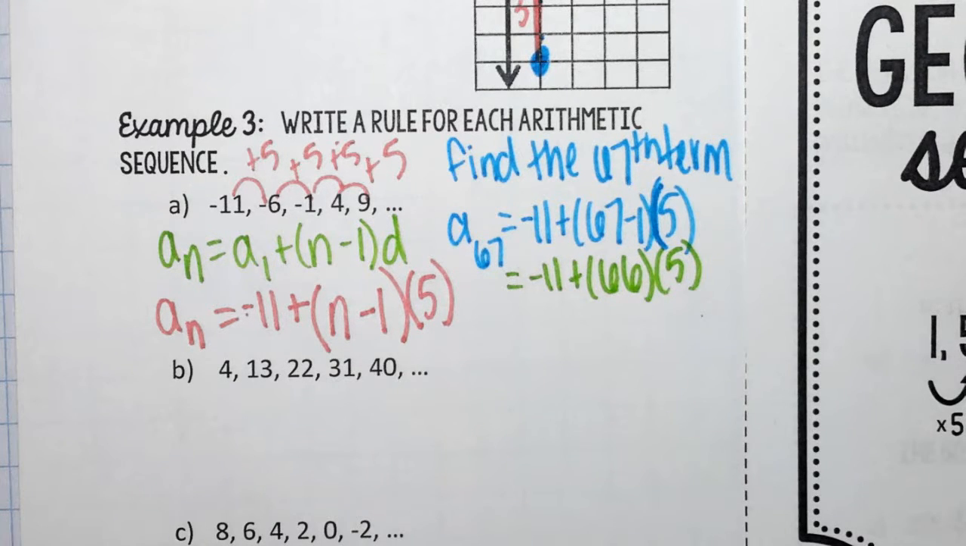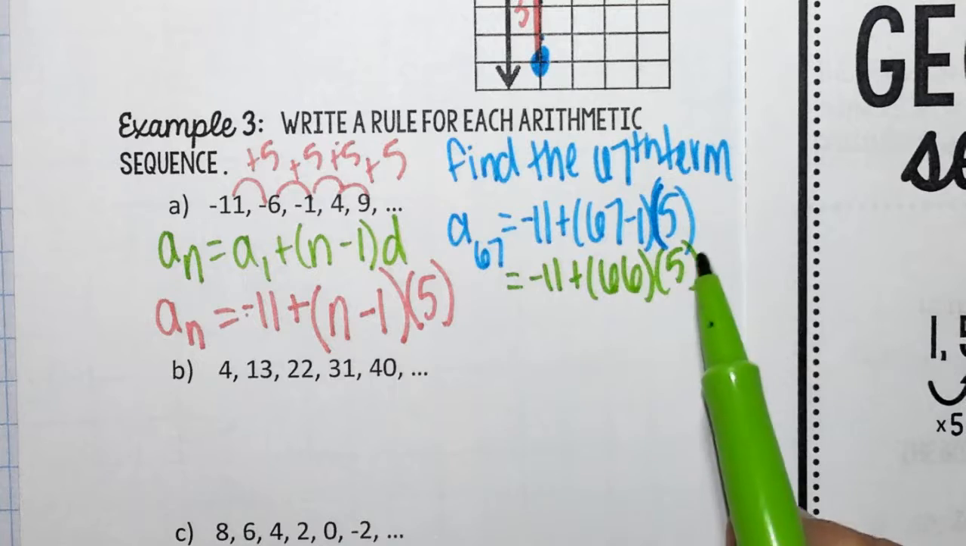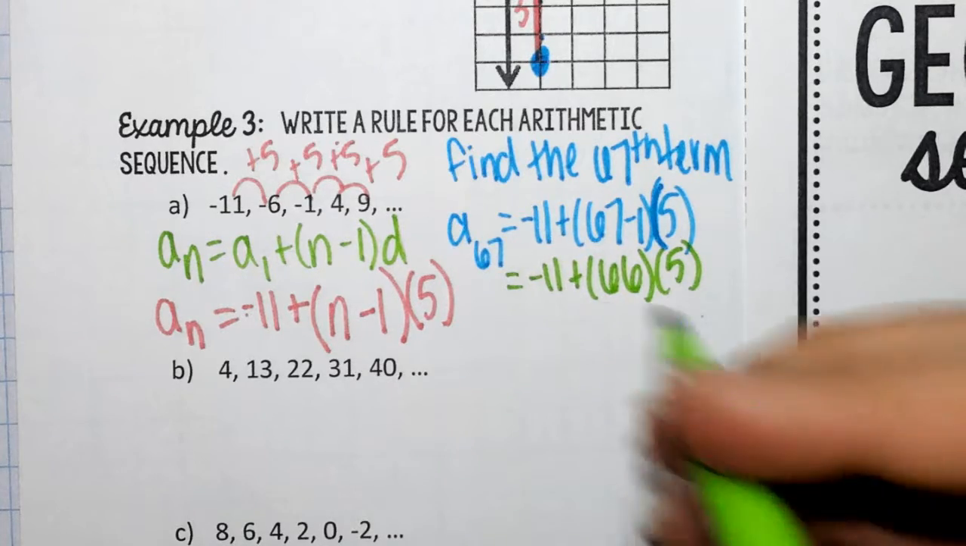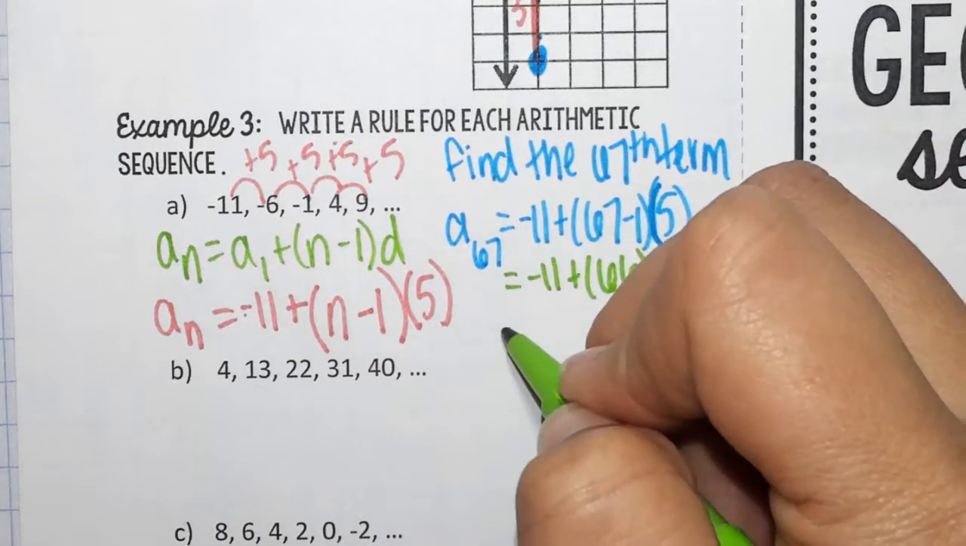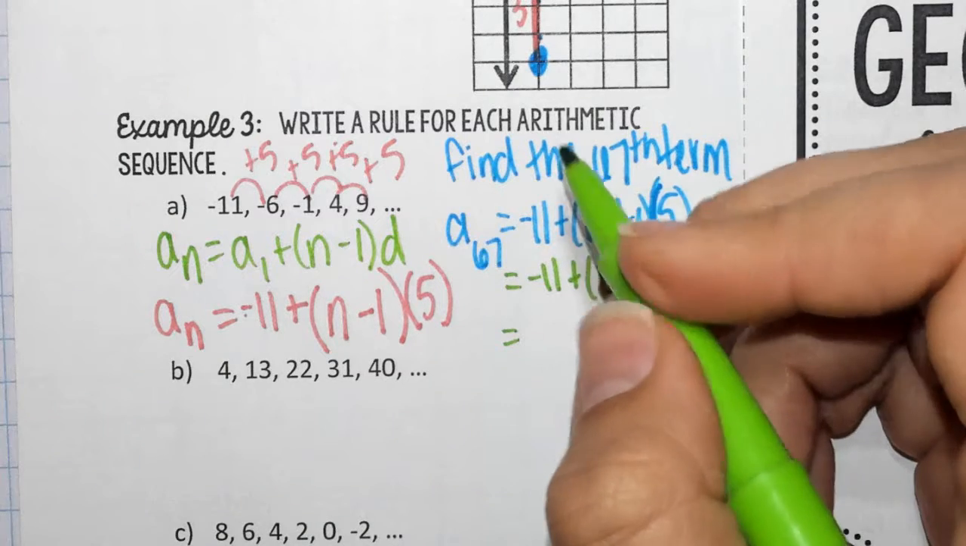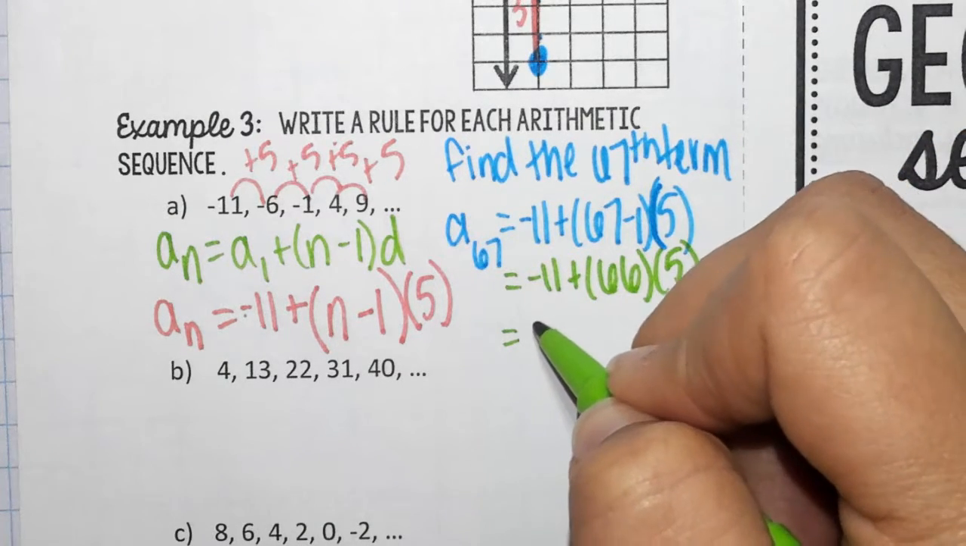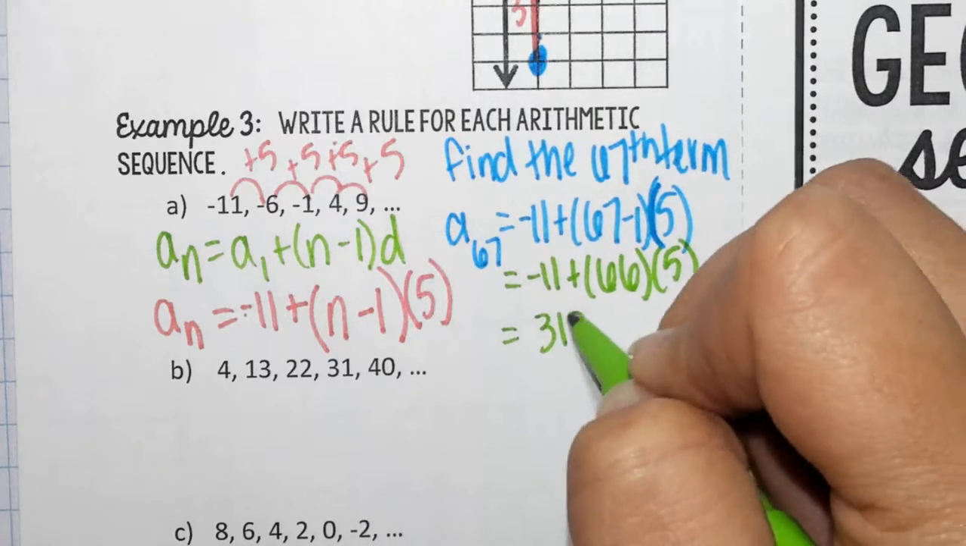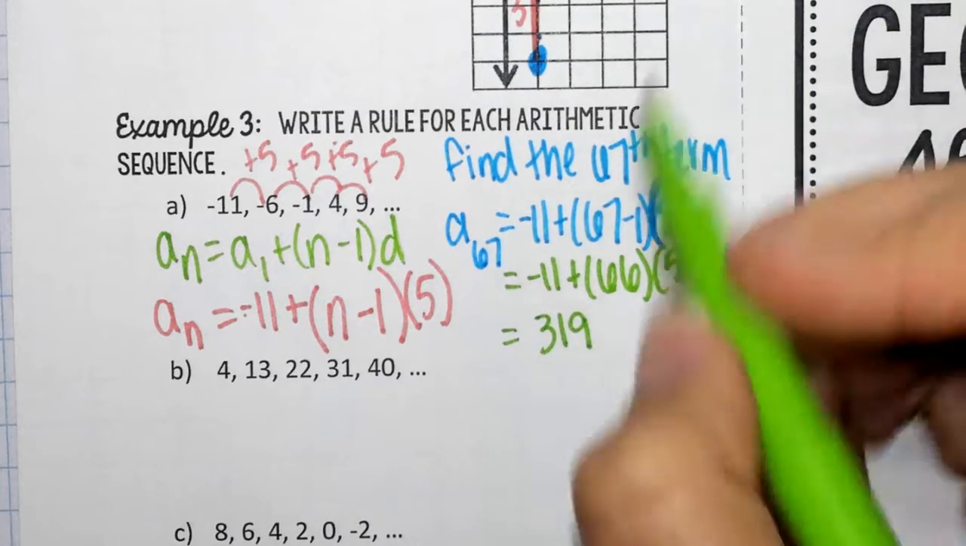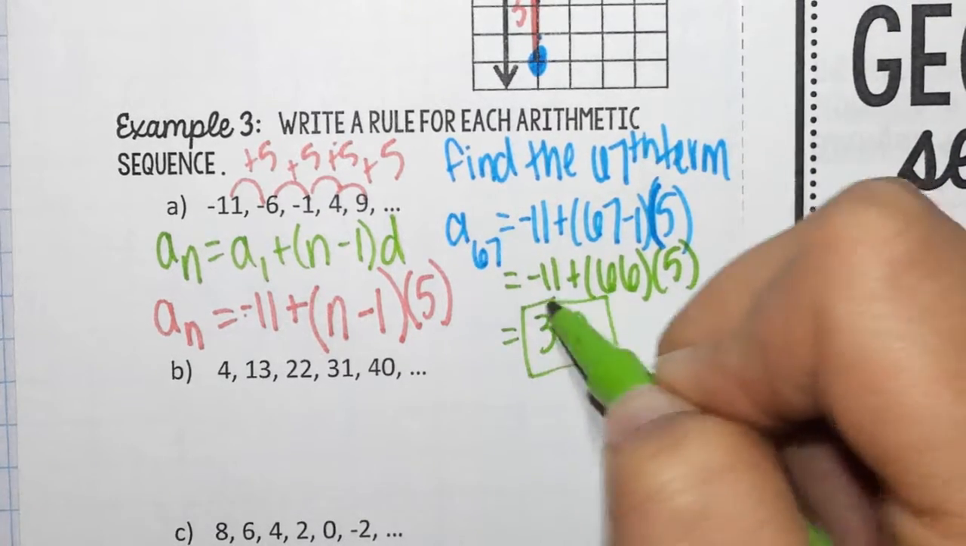Reggie, why don't you get that calculator in front of you and work these out? In your hand? Well, come on, son. 66 times 5 plus negative 11. And what is that, y'all? 319. Did anybody else get 319? Fantastic. That's all you do.